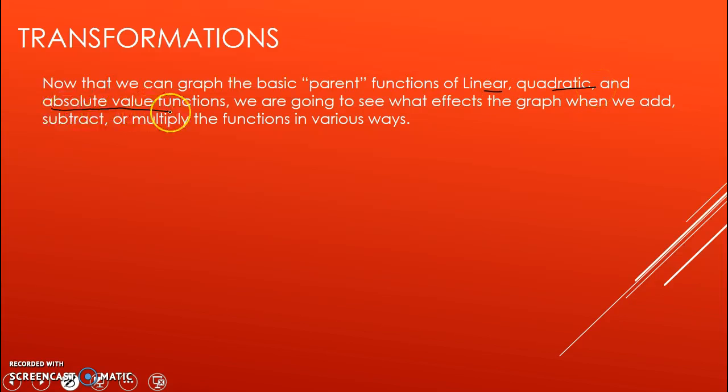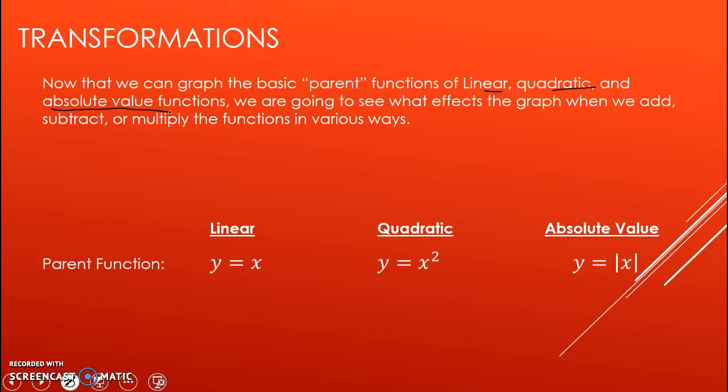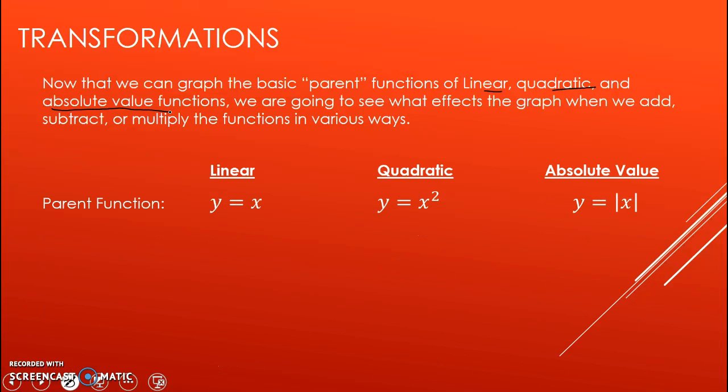So now that we have learned a little bit about what the parent functions of linear, quadratic, and absolute value functions look like, how are they changed? We can add, subtract, multiply these functions in various ways so that different things happen. And so just a real quick review, we've looked at the most basic linear function is y equals x, the most basic quadratic function is y equals x squared, and the most basic absolute value function is y equals the absolute value of x. Those are the parent functions.